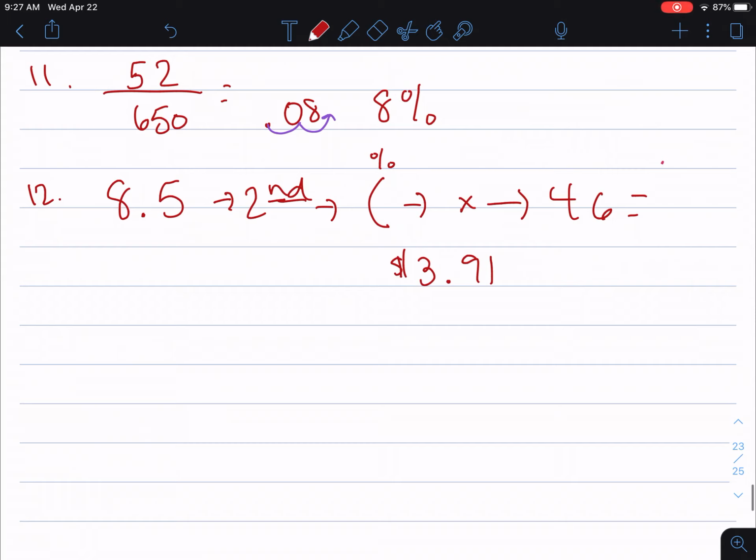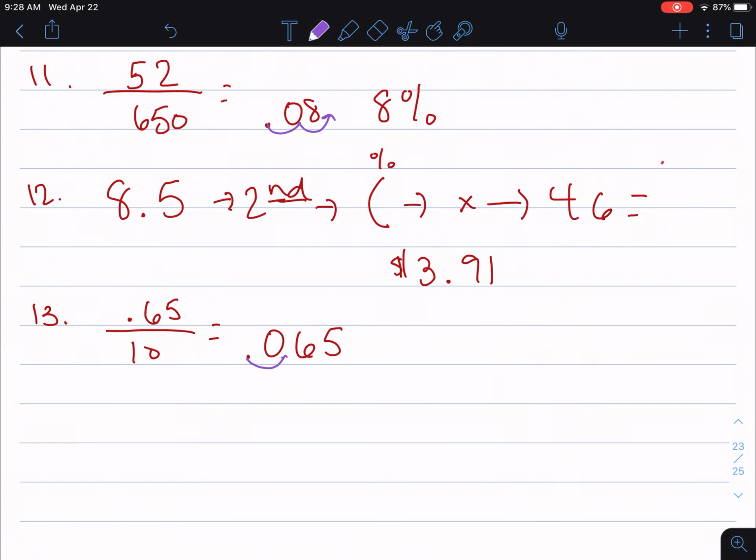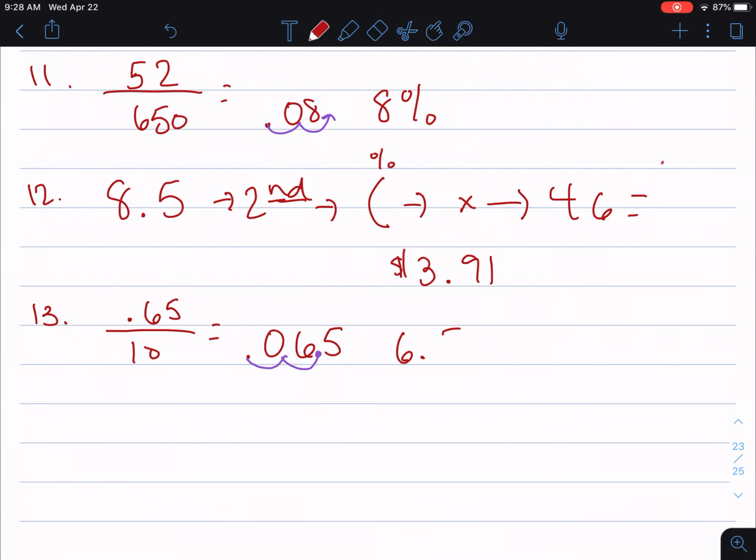Okay, so number 13. 65 cents is what percent out of $10? So we have 0.65. That's the part, and the whole was that $10. So do 0.65 divided by 10, and you should get 0.065. Let me rewrite this a little bigger. Now remember, only move this decimal place over 2 to the right. So we have 6.5%.